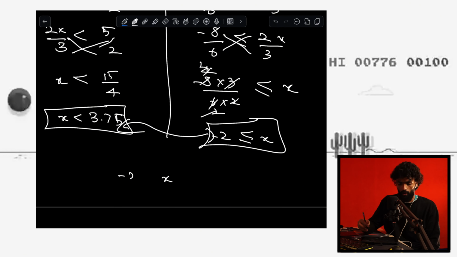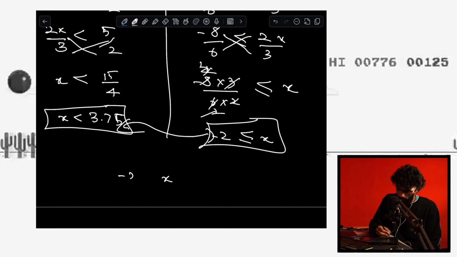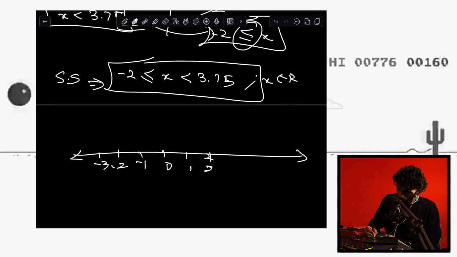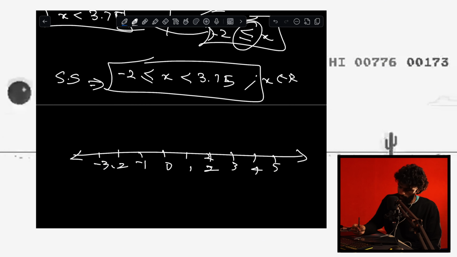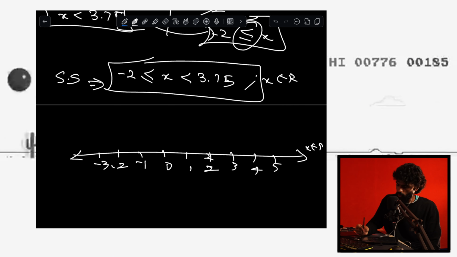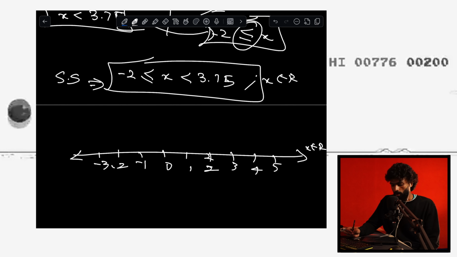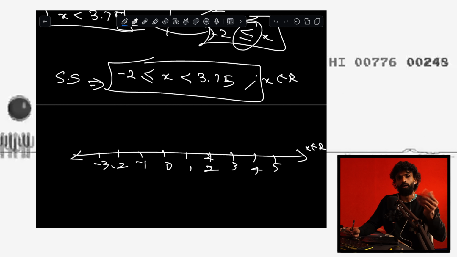Now focus. I'm supposed to draw a number line. Okay, no problem. Minus 3, I start with minus 2, minus 1, 0, 1, 2, 3, 4, 5. And I write X belongs to R right now. Now careful. Just now I told you, whenever representing on the number line, if there's an equal to symbol, lines will be used. If there's no equal to symbol, curves will be used.